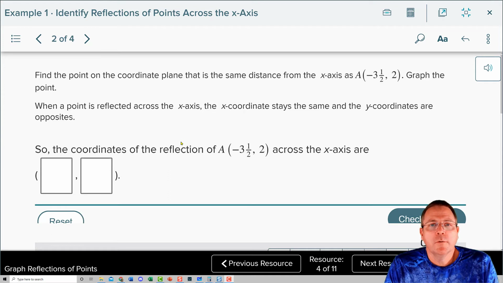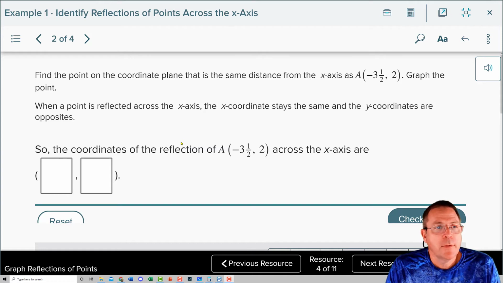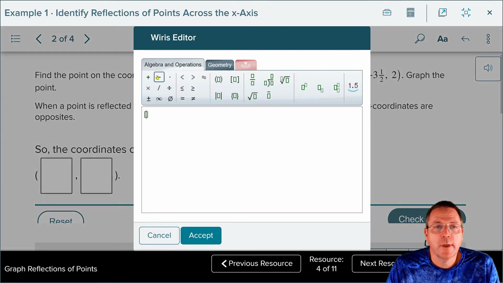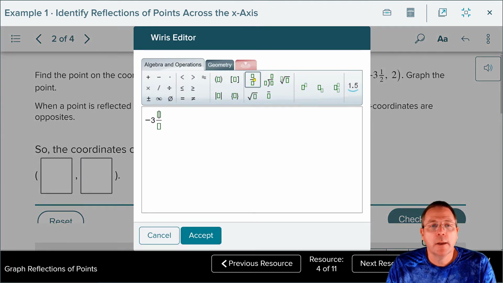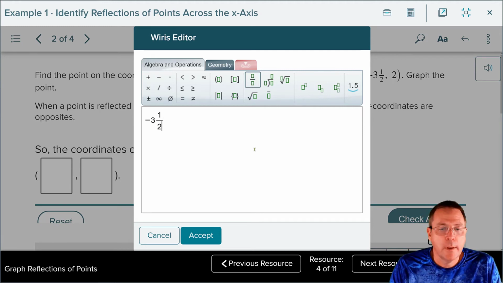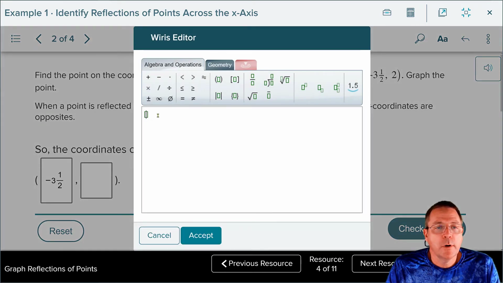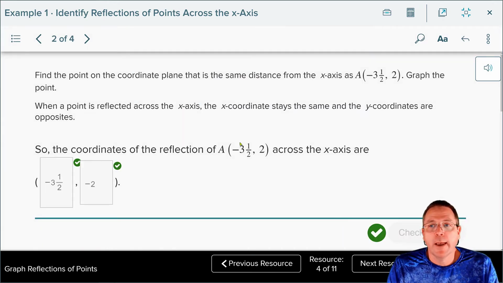Now we want to find the coordinates that are the same distance from the x-axis as A and graph that point. When the point is reflected across the x-axis, the x coordinate is going to stay the same, and the y coordinate is going to be the opposite. So what do we know? We know that the x coordinate is going to be the same. It just told us that. So that's going to stay as -3 1/2, and the y coordinate is going to be opposite, so my y coordinate is going to end up being -2 because it was +2. That part checks.